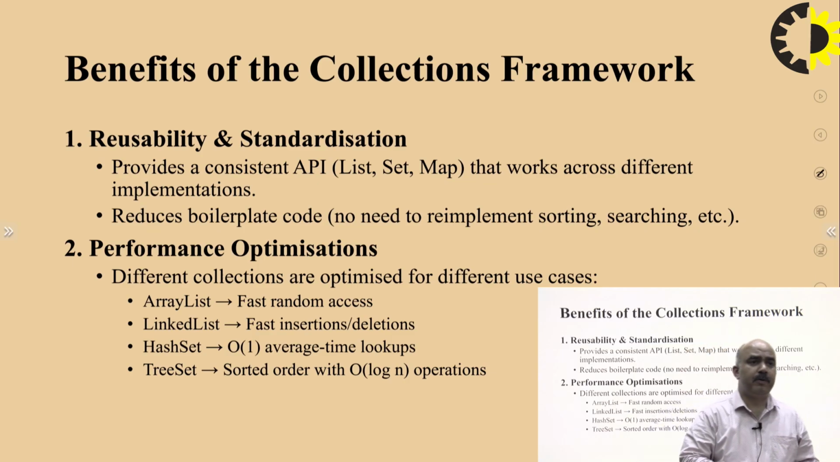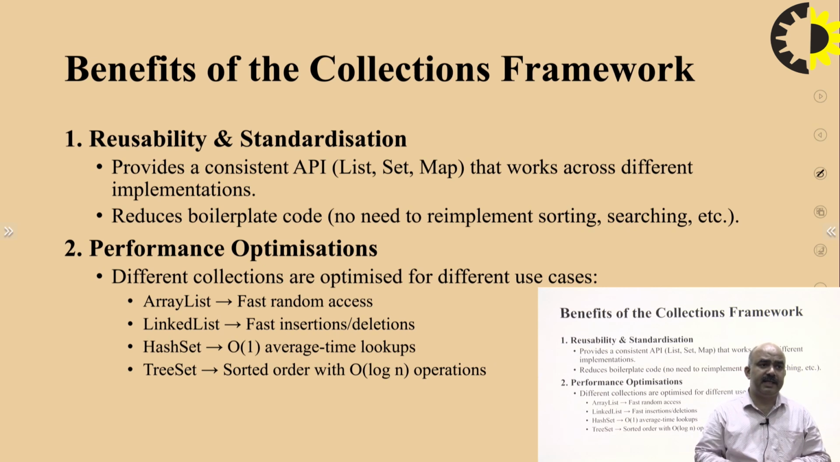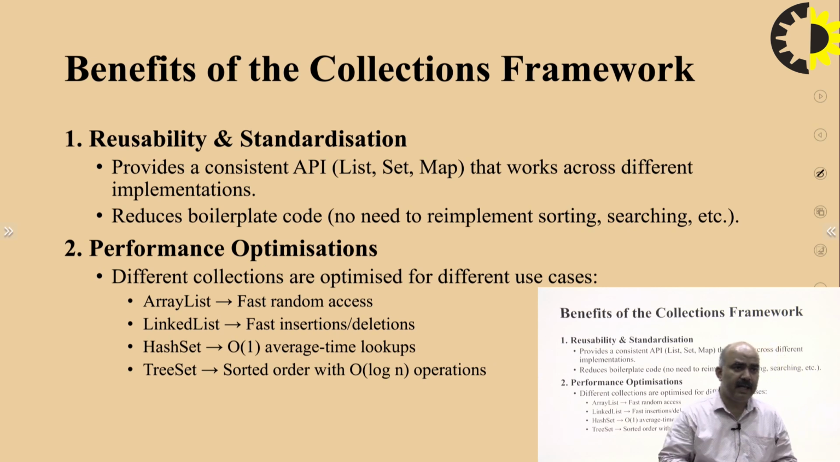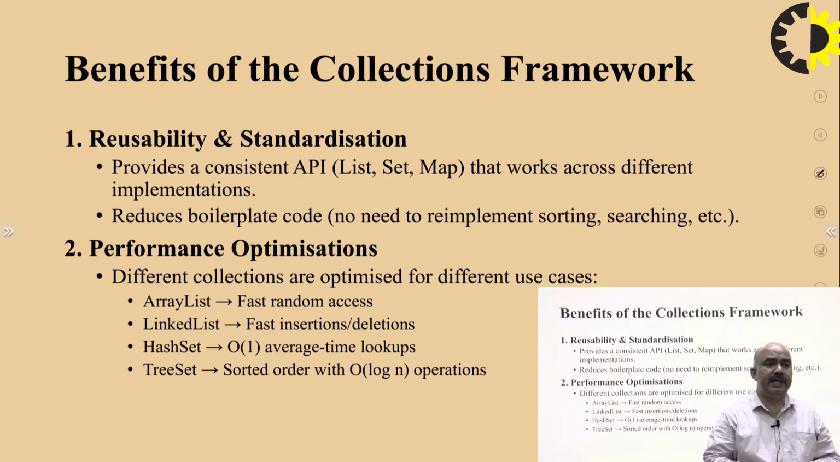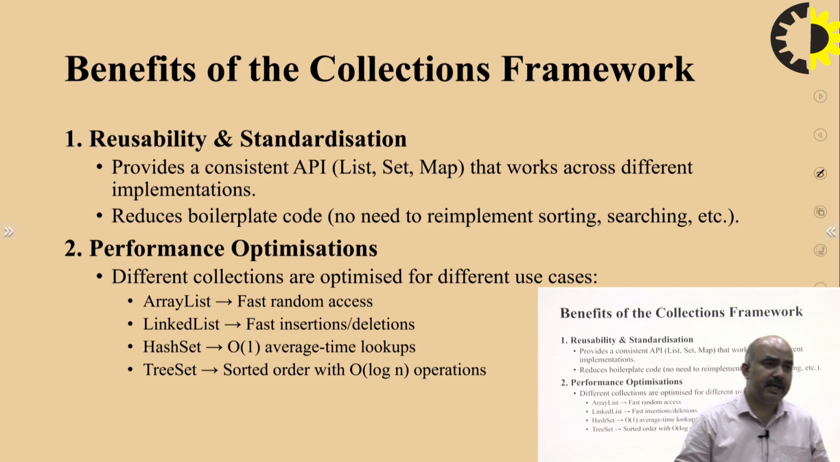Different collections are optimized for different use cases. If faster random access is required, then we use the ArrayList. If you need fast insertion and deletion, then we use the LinkedList. If we need average constant-time lookups, then we can go for HashSets. And if we have to perform operations where the sorted order of the data is required, then we can use TreeSets.